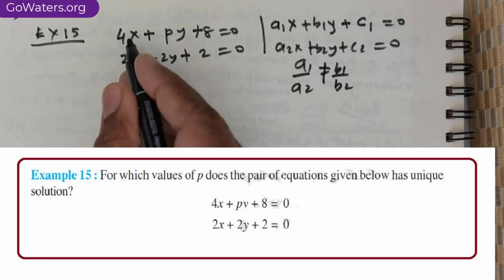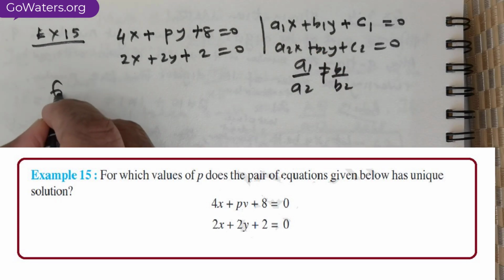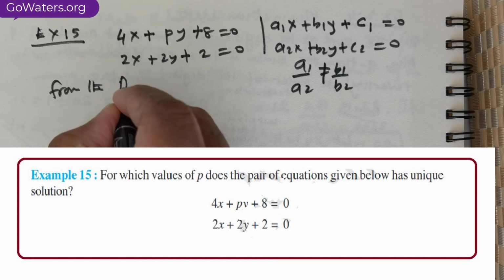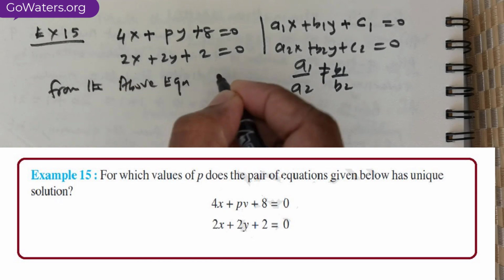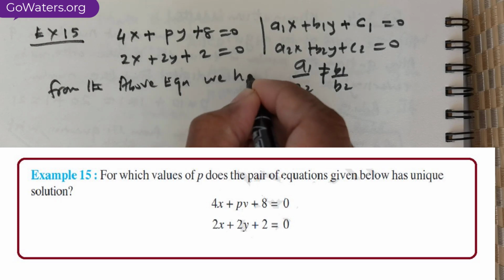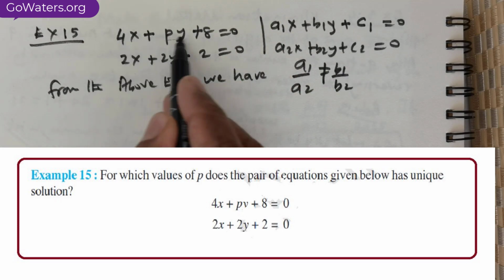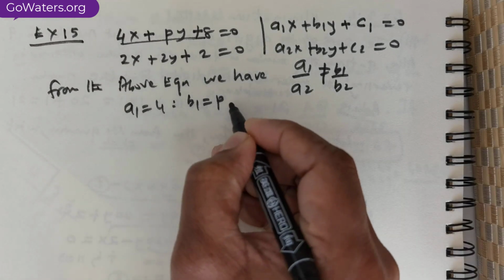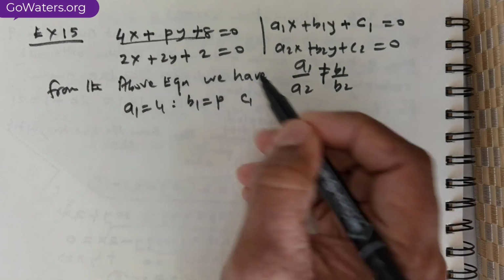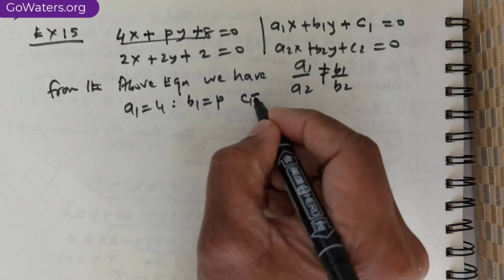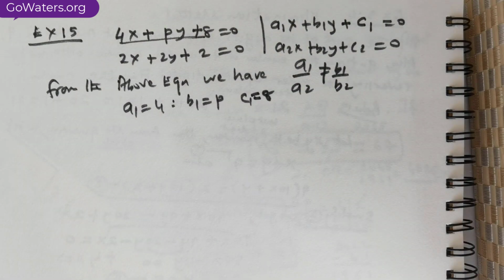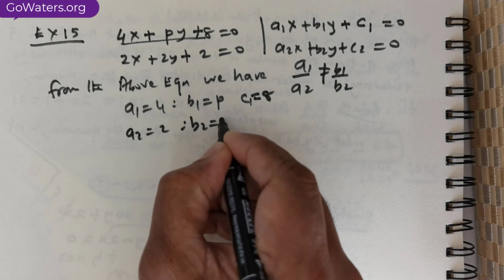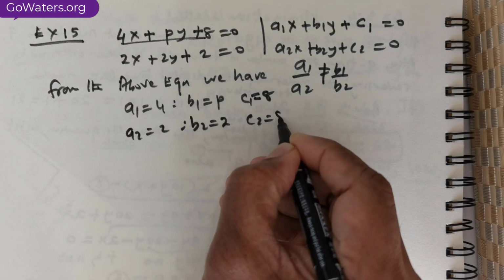Now, having known this, if we were to assign the values, we can write it like this: from the above equation, we have, you can state it. So you can take the coefficients as a1 = 4, b1 = p. We are not going to be using c1, so you don't have to take c1. If you want, just for the sake of consistency, you can take it as 8. And then you got a2 = 2, b2 = 2, and c2 = 2, right?